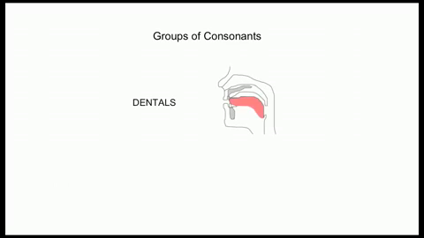The next group of consonants are called dentals, and they are fairly easy to pronounce. Here the tongue comes up against the back of the teeth, which are slightly parted. The dentals are pronounced as follows: ta, tha, da, dha, na. I'll go over them one more time.